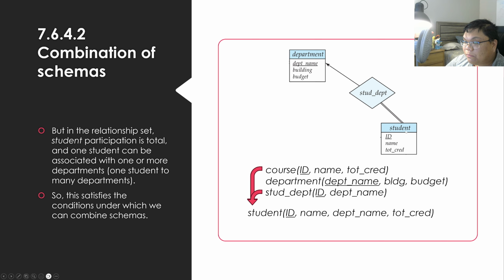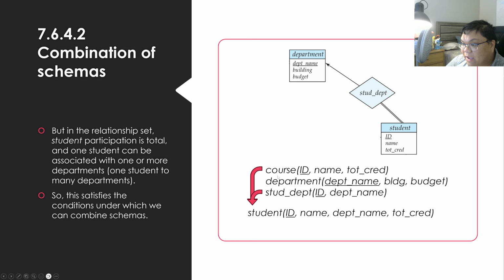However, we have total participation for student, and we also have a one-to-many mapping between departments and students. So a department can be associated with more than one student, and we want every student to participate in this student-department relationship. Those are the exact conditions under which we can combine schemas.